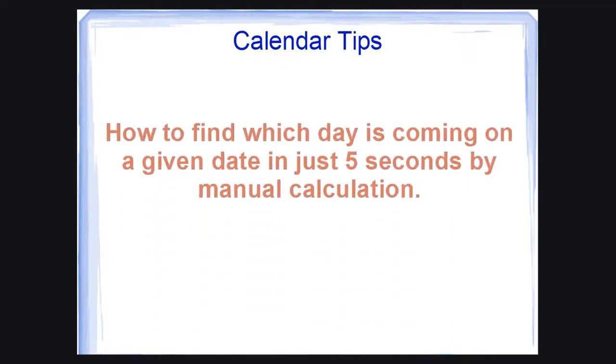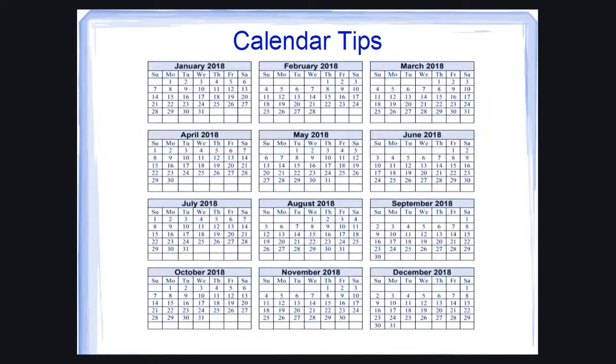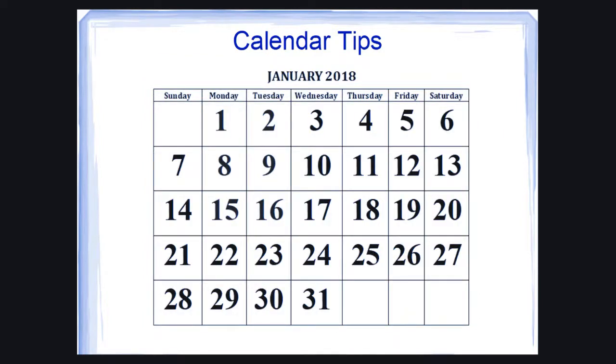Hi guys, today we are going to present a video on how to find which day falls on a given date in just 5 seconds by manual calculation. This is a sample calendar for 2018, where 10th of January 2018 is a Wednesday.